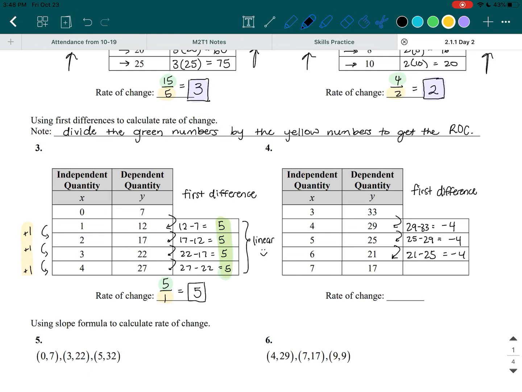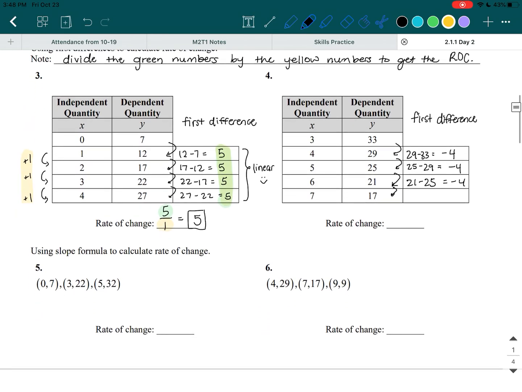If you're wondering why it's negative, it's because our numbers are decreasing as we go down our t-table. They are decreasing. So that's why we have a negative first difference. Okay, let's take a look again. For this one, we're jumping from 21 to 17. So 17 minus 21, you subtract it, you get negative 4.